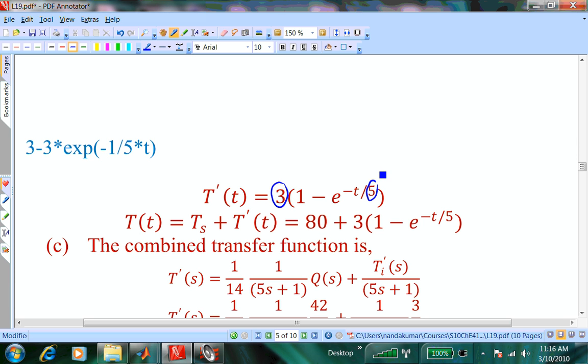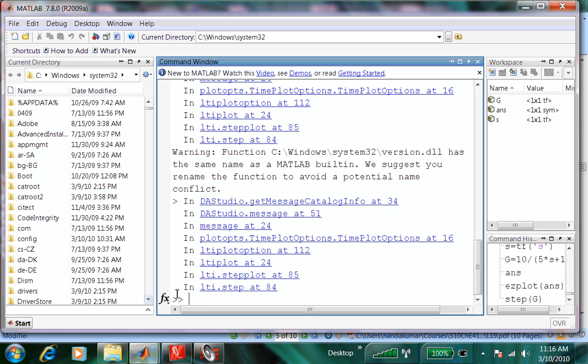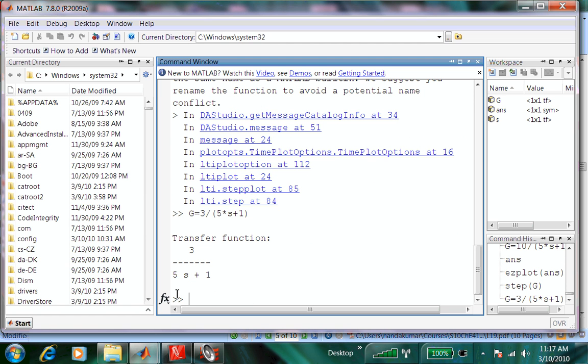So this is the net temperature response: 8e plus 3 times (1 minus e to the power minus t over 5). I don't have a graph for that. Maybe we can generate that. Okay, what would be one way of generating? G is equal to 3 divided by (5s plus 1). Okay, and then step G.